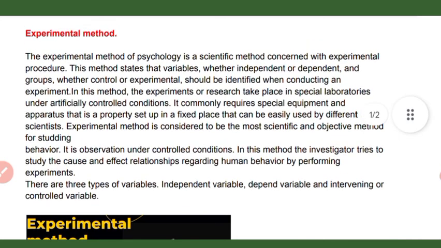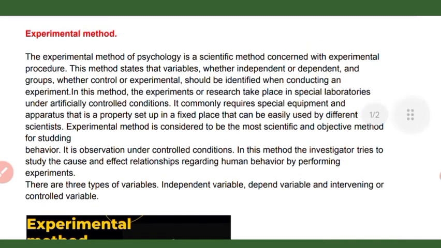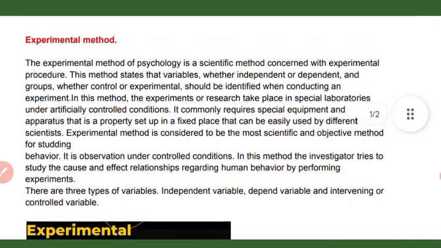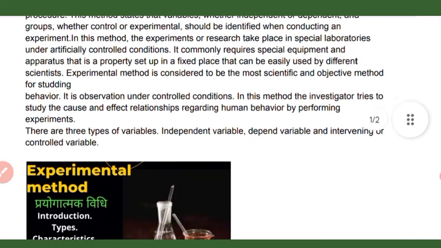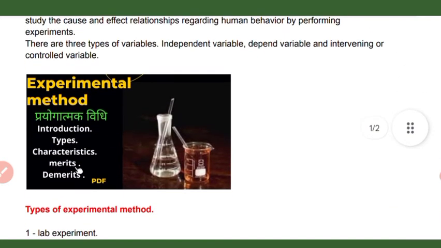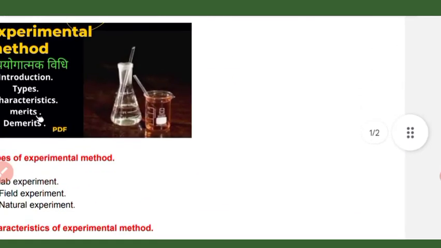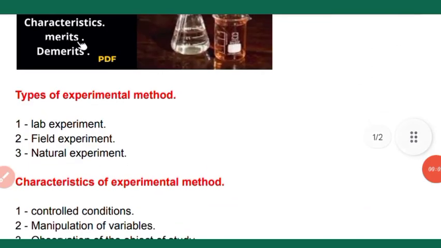In this method, the investigator tries to study the cause and effect relationship regarding human behavior by performing experiment. So basically what teacher does is, teacher tries to perform some experiment to practically give information to students about some particular topic. Okay, suppose teacher wants to show them something about acids, so teacher can show them combination of many acids, and like that teacher can teach students.